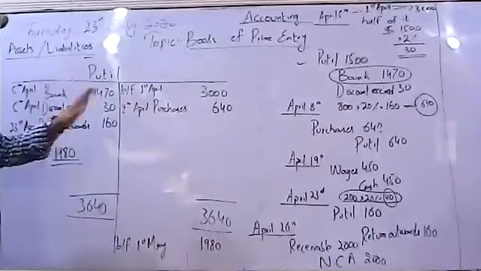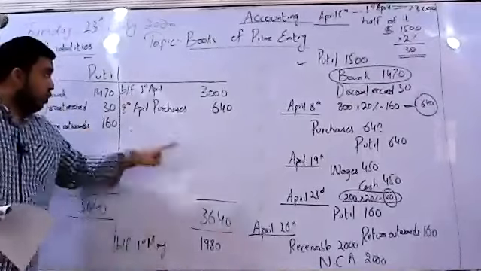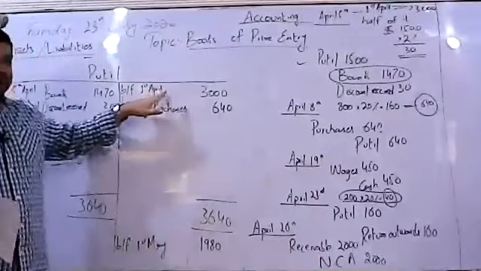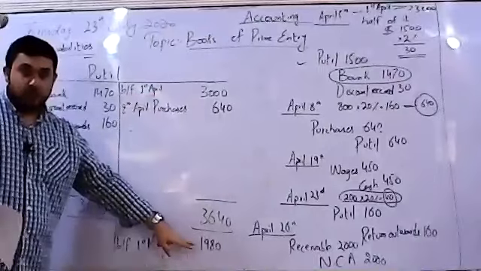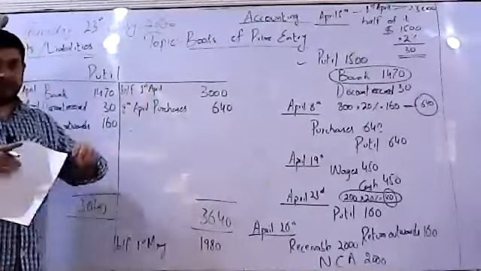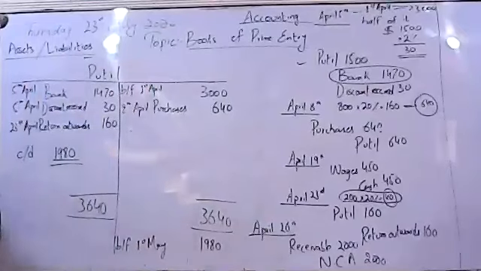It means when we next prepare Putel's account, the brought forward instead of 3,000 for 1st April would be 1980, $1,980 for 1st May. I hope it's clear to everyone. This is the end of this question.